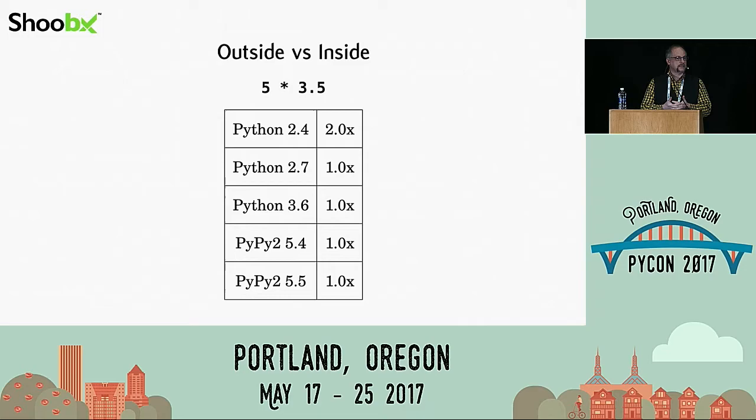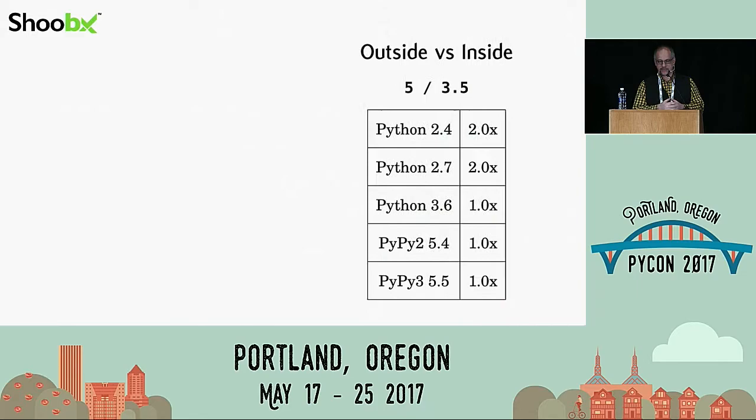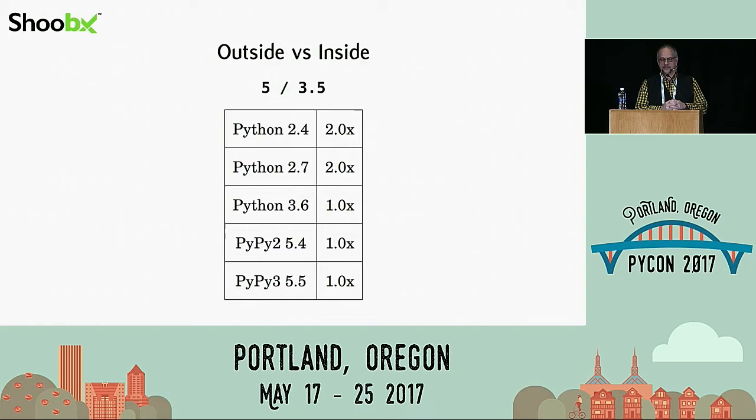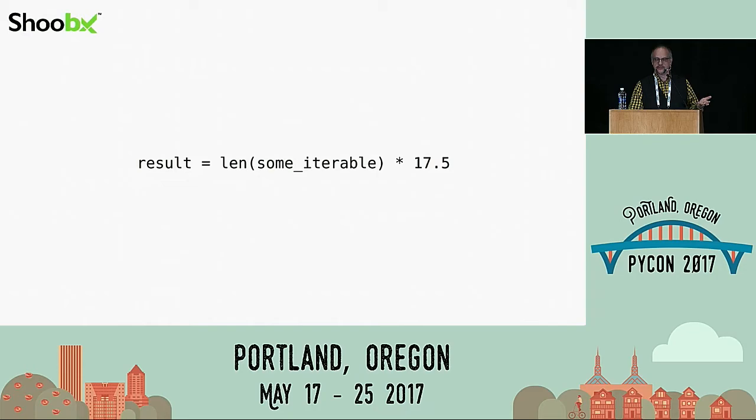So is it an old pattern? Well, maybe not, because if you have a division, Python 2.7 gets slow again. Python 3.6 will still find this, and PyPy will find it. But of course, this is a stupid example, right? You could replace the code with len of the iterable times 17.5, which is 250 times as fast.